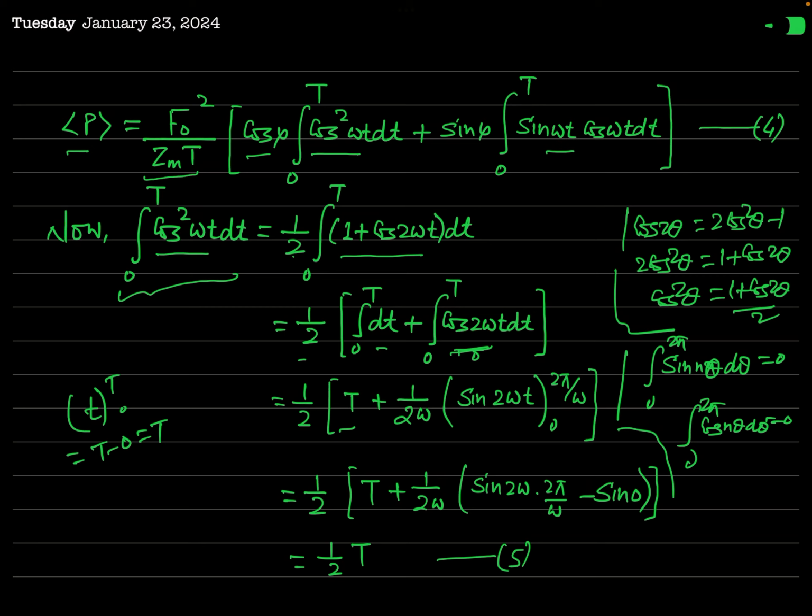But I have actually simplified it. You can check it. You know, integral of cos 2 omega t will be 1 over 2 omega sine 2 omega t.